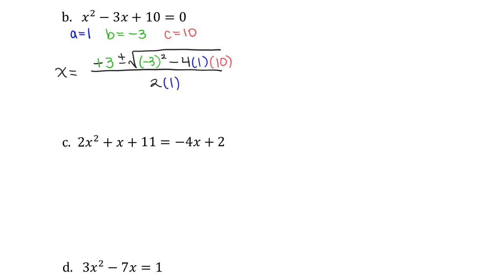Okay, let's simplify it. So I have 3 plus or minus. In the radical, I have b squared. Negative 3 squared is negative 3 times negative 3, which is positive 9. The negative had to be in parentheses because I'm squaring the negative. Negative times negative makes it positive. Minus, okay, 4 times 1 is 4, and then times 10, I get 40. And the denominator, 2 times 1 is just 2.